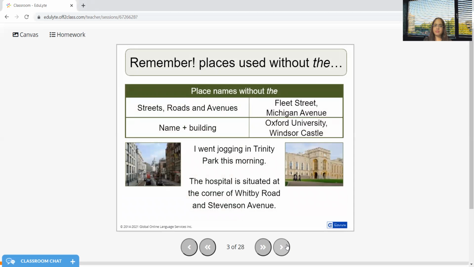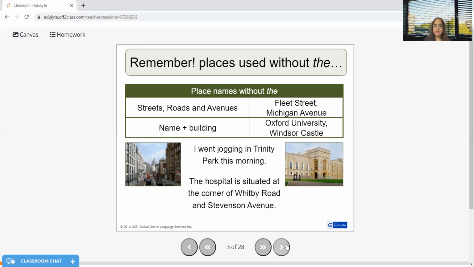So we need to remember that the names of places that are used without the can be some of the streets, roads, avenues, names of any person, maybe some buildings. So we do not use the before them. Names of any country, city, state, town, we do not use the before them. So let me give you some examples.